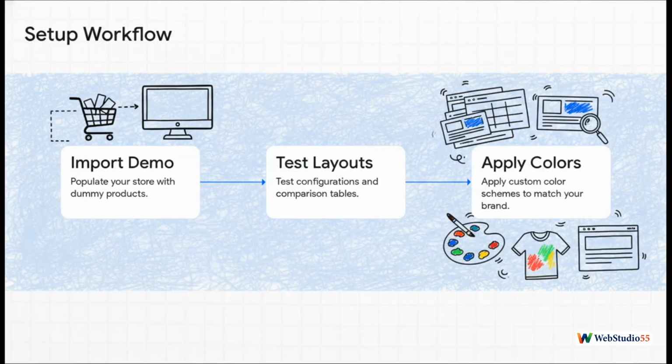So, how do you implement this safely? I always advise a very specific setup workflow. Step 1 is importing the provided demo data. This populates your store with dummy products, so you can thoroughly test your configurations, play around with your layouts, and see exactly how the comparison tables and widgets look before you ever touch your live inventory. Once it's perfectly dialed in, you move to step 3 and apply your custom color schemes.